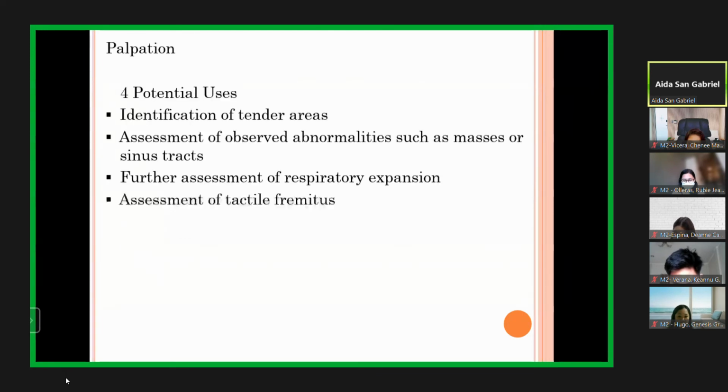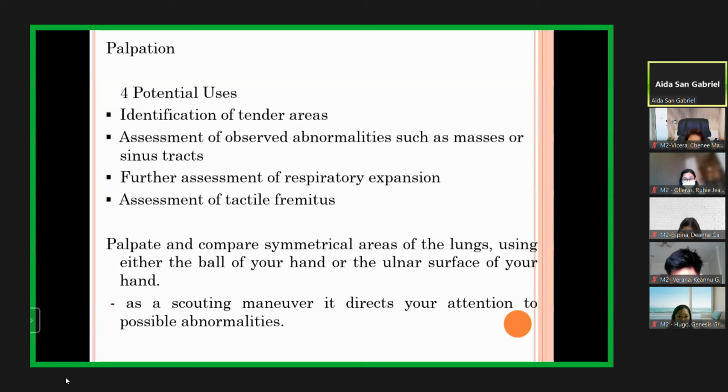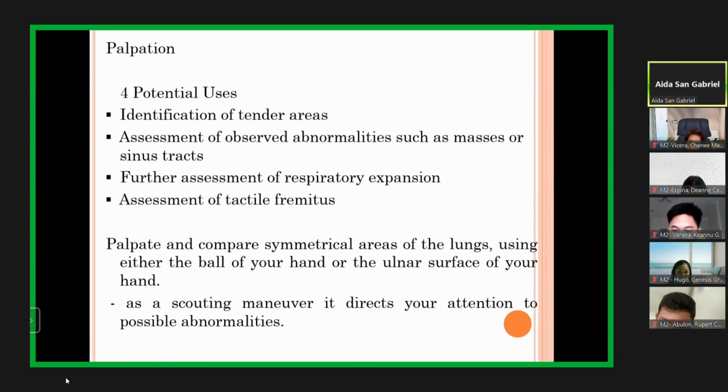Again, you palpate to identify tender areas. Assessment to observe abnormalities such as masses or sinus tracts. Further assessment of respiratory expansion, and then assessment of tactile fremitus. Palpate and compare symmetrical areas of the lungs using either the ball of your hand or the ulnar surface of your hand. This is also done as a scouting maneuver because it directs your attention to possible abnormalities.